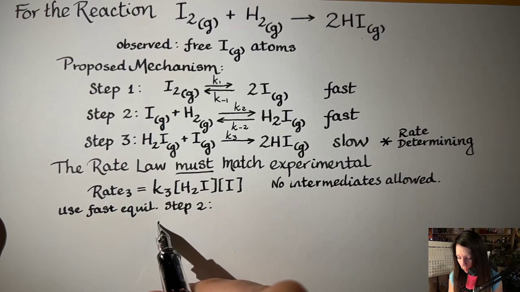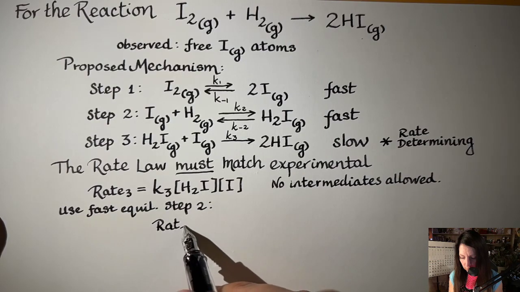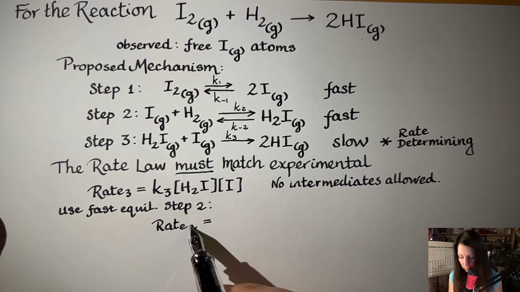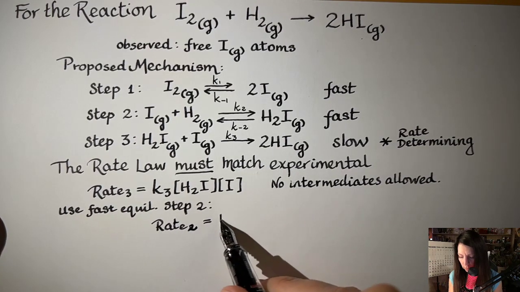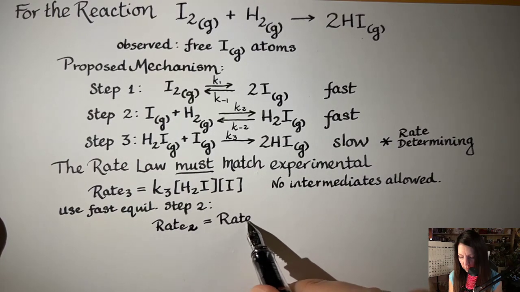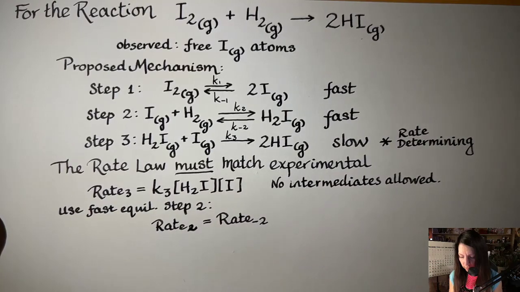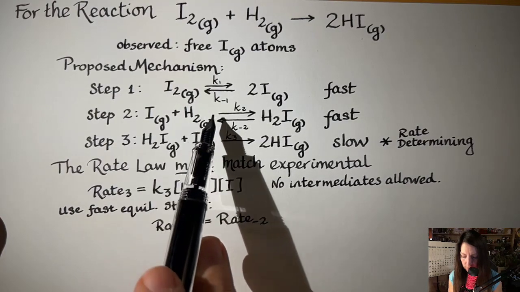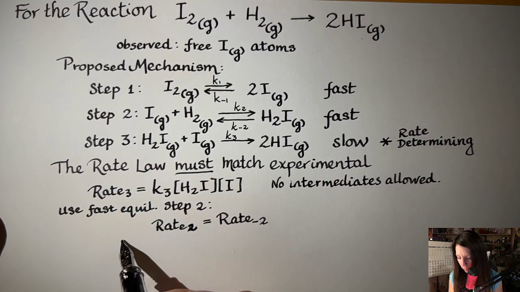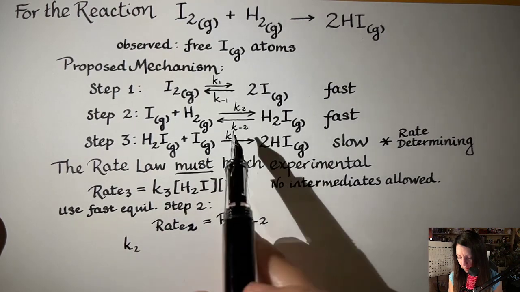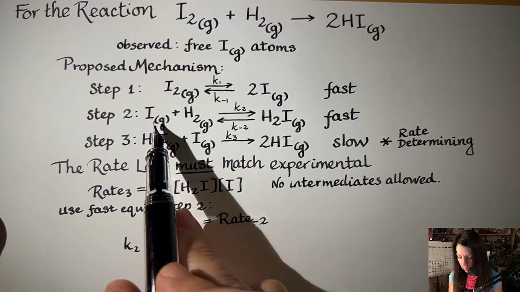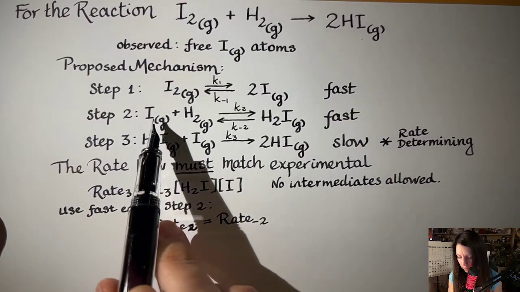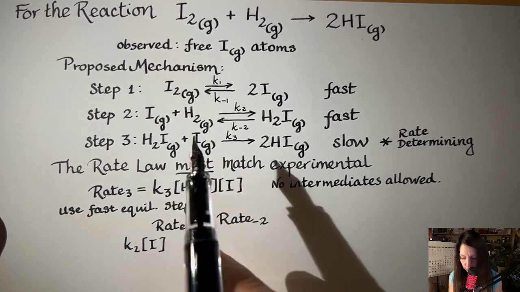So in other words, rate 2 is equal to the reverse direction, or in other words, we could say rate minus 2. So how would we write rate 2? Well, that's the rate law in the forward direction, which would be K2, right, the rate constant, times the concentration of I times the concentration of H2.